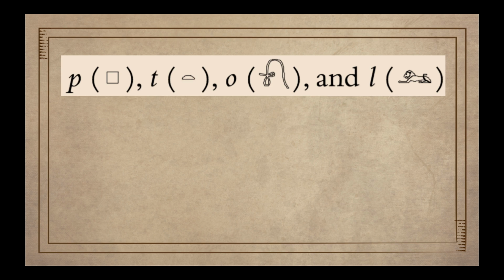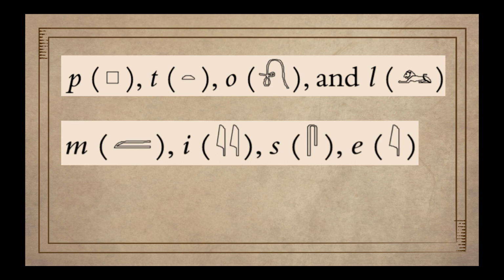Then we can continue with attributing the other letters in Ptolemy to the remaining signs in the cartouche. So this is an M, and this is I, and this is an S. So we now have the letter M, and the letter I, and the letter S, and the letter E.